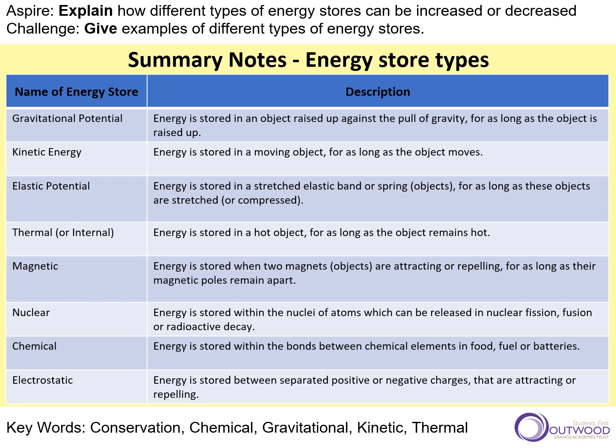And the final slide is the summary note slide. What I've done is I've put the table completed now. So you've got all the energy stores: gravitational potential, kinetic, elastic potential, thermal, magnetic, nuclear, chemical, electrostatic down the left hand side, and then you've got their descriptions. You do need to know these. You can't move forward within the energy topic without knowing them, because then it becomes really difficult to describe and explain some of the energy transfers that we're going to talk about between stores in the next lesson.